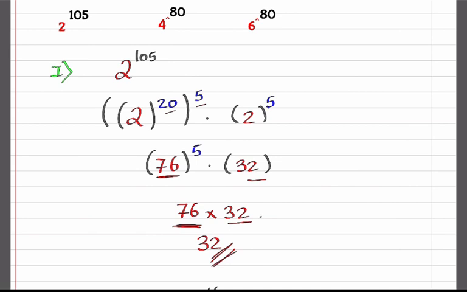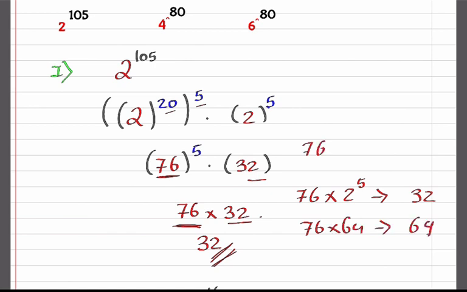You also have this trick: 76 multiplied by any power of 2. Say it is 2 raised to 5. The last two will always be 32. 76 into 64, the last two will always be 64. 76 into 16, any power of 2, whether 2 to the power 4, 5, or 6, the last two will always be 16. That's it. I know the last two for this is 32.